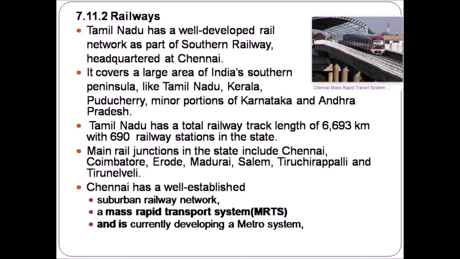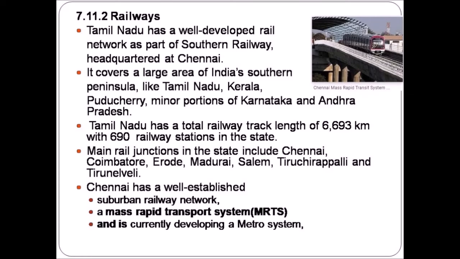Railways. Tamil Nadu has a well-developed rail network as a part of Southern Railway, headquartered at Chennai. The Southern Railway's present network extends over a large area of India's southern peninsula, that is South India, and it covers states like Tamil Nadu, Kerala, Pondicherry, and small portions of Andhra and Karnataka. Tamil Nadu has a total railway track length of 6,693 km and about 690 railway stations in the state. So therefore, it connects with almost all the major cities in India.